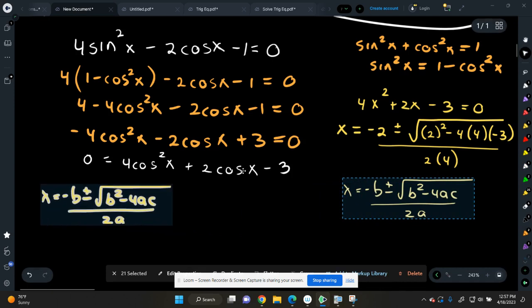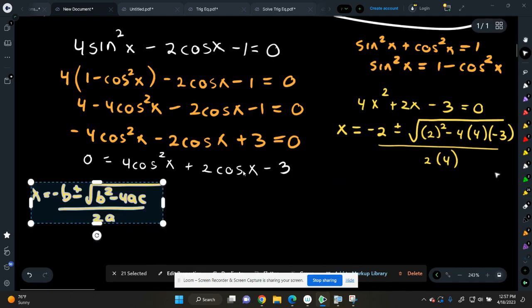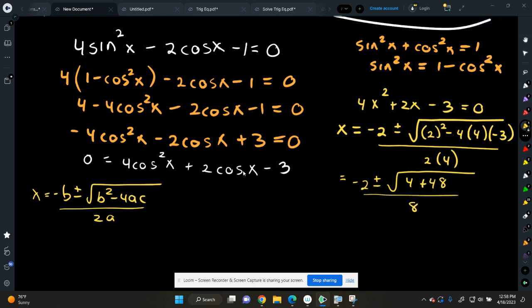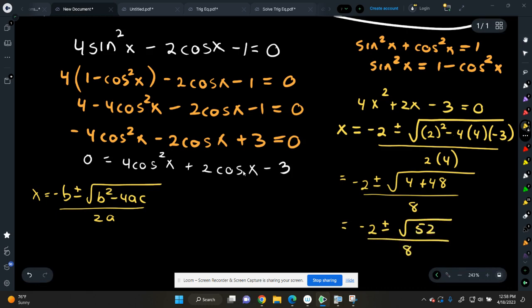So again, we're just going to work with this as though it was just x and not cosine x. Okay? So we get negative 2 plus or minus the square root of 4 plus, because we have a negative times a negative, 4 times 4 is 16. 16 times 3 is 48 over 8. Did I do that right? Okay. Which equals negative 2 plus or minus the square root of 52 over 8.